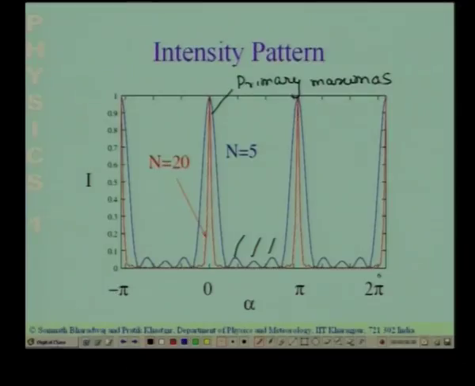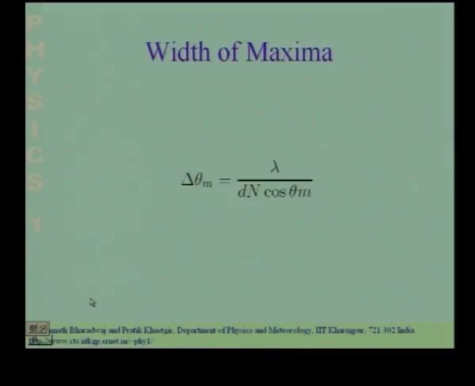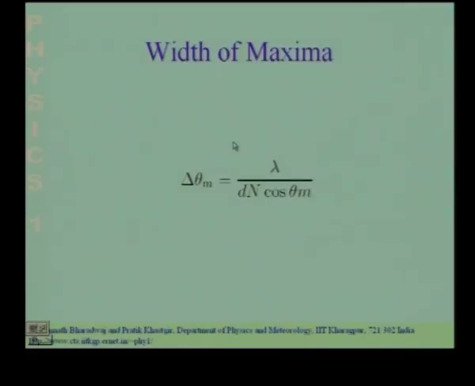Okay. So, let me just remind you what we have worked out. We have worked out the width of the maxima. When I have a chain of oscillators, the intensity pattern will have maximas in different directions wherever this condition is satisfied, and as I change theta away from these directions, the intensity is going to fall. And the question we ask is, what is the width of the intensity peak? And we have calculated the width of the intensity peak.